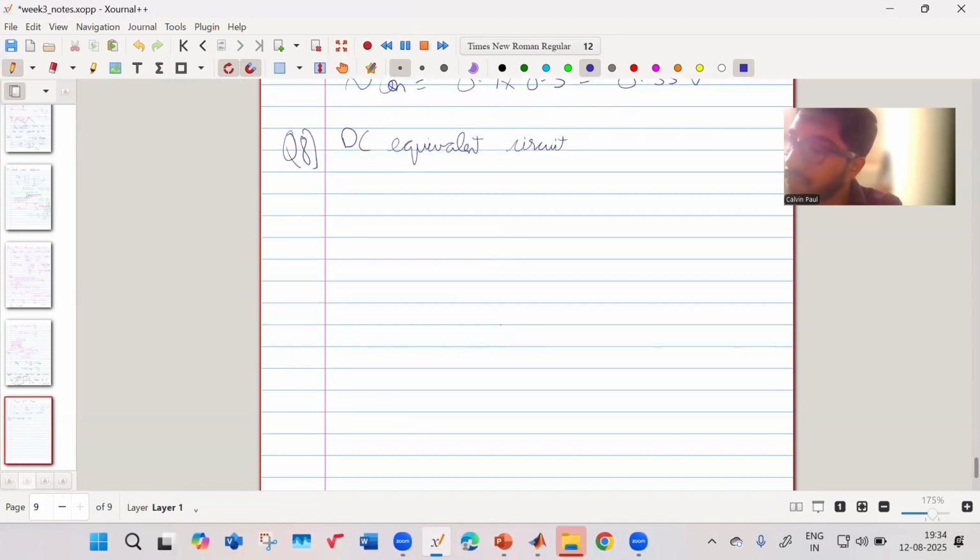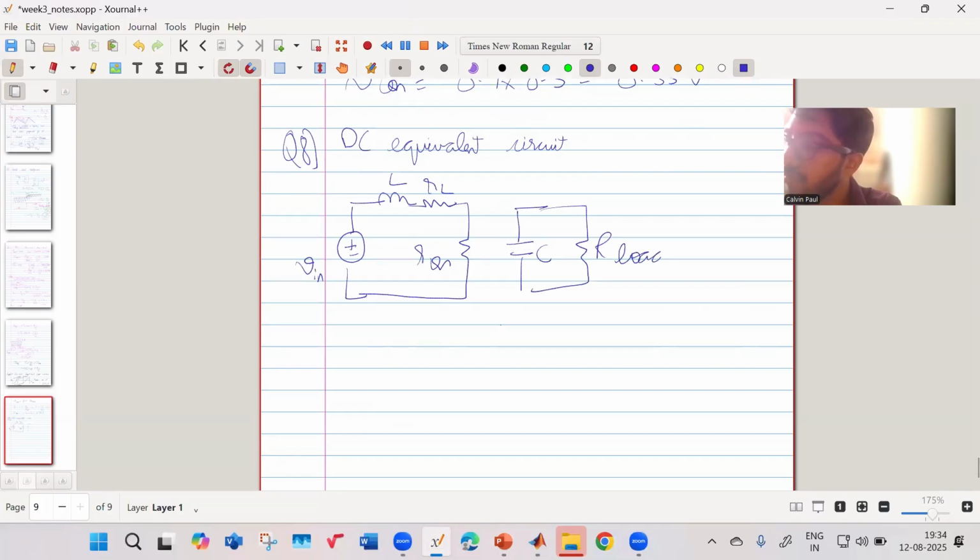So what you have in a boost converter: you have your Vin, your L, your RL, and your R-on. This is your capacitor, and this is the load. This is your IC, and this is your I0, and this is your VL. And this is your inductor current. This is when your Q is 1.